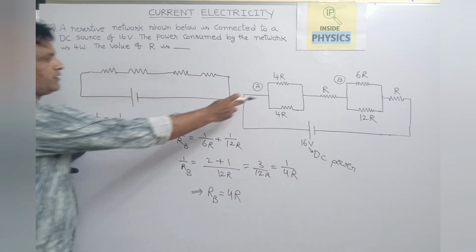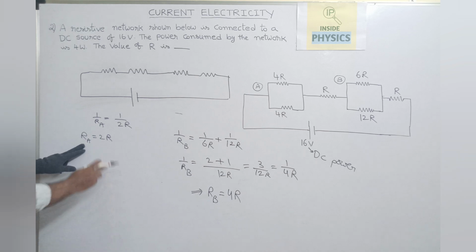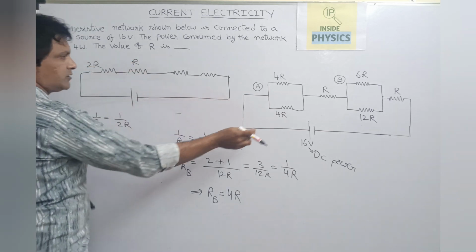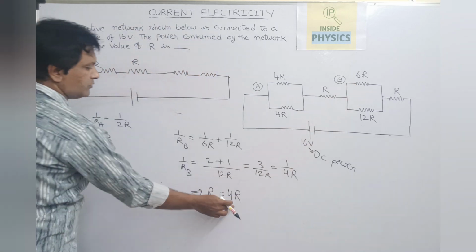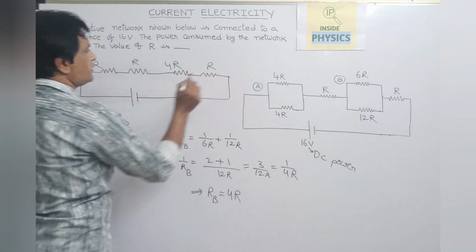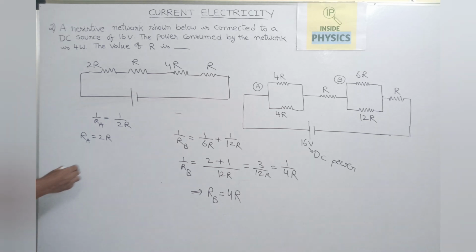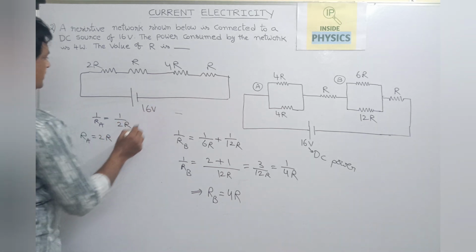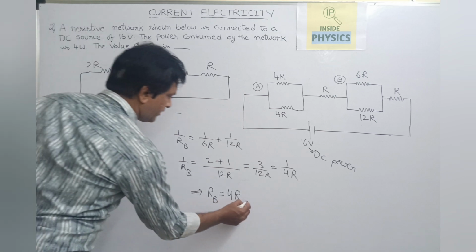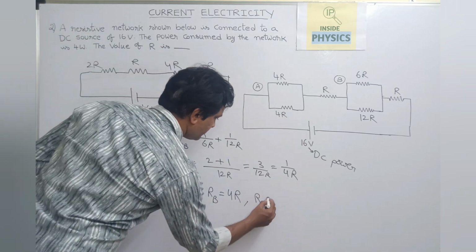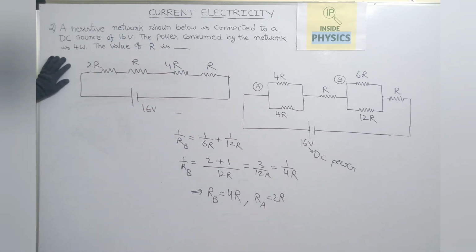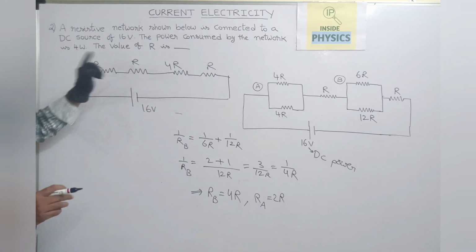RA, this part is equivalent to 2R. This is R, already given. This part B is equivalent to 4R. This is 4R. And this last part is given in the circuit. This is a 16 volts DC supply. So here I will write RA is equal to 2R. With this data, now our aim is to calculate the R value.